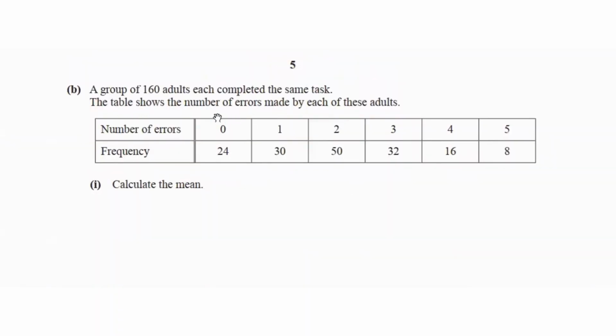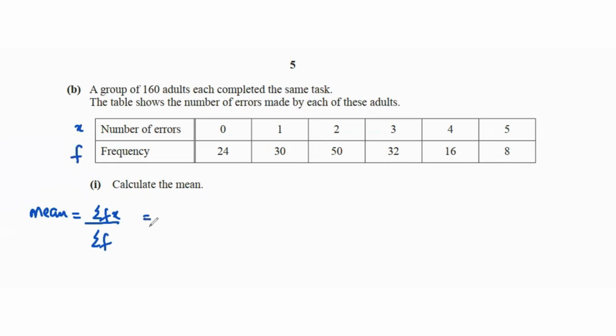Part B is a group of 160 adults, each completed the same task. The table shows the number of errors made by each of these adults. So we have the number of errors and the corresponding frequency. They're asking us to calculate the mean of this. So mean is going to be sigma fx over sigma f. X is number of errors and f is frequency.